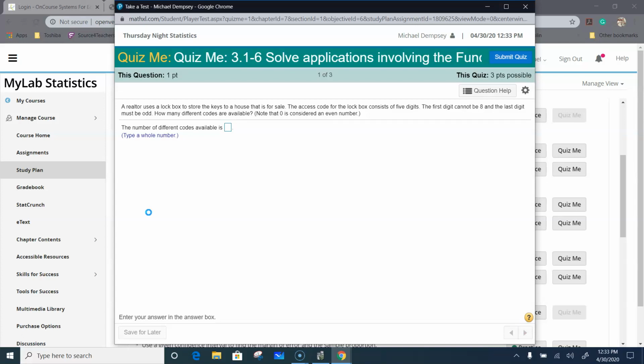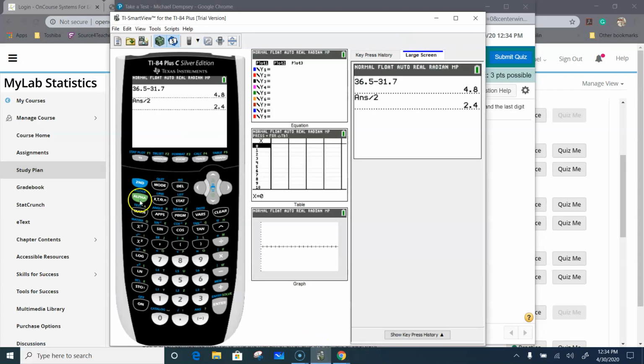Okay, a realtor uses a lockbox to store the keys to a house that is for sale. The access code for the lockbox consists of 5 digits. The first digit cannot be an 8, and the last digit must be odd. How many different codes are available? So let's think about this. It consists of 5 digits. If the first digit cannot be an 8, then we only have 9 numbers that digit could be. So I start with 9. We use our multiplication rule here.